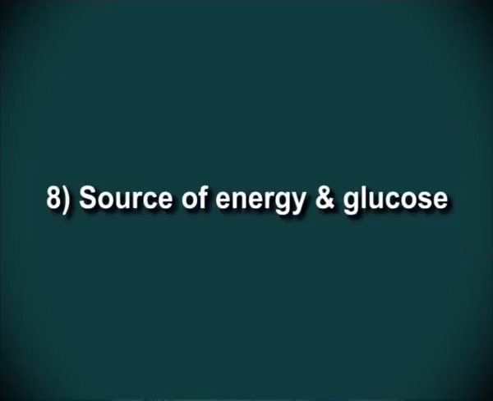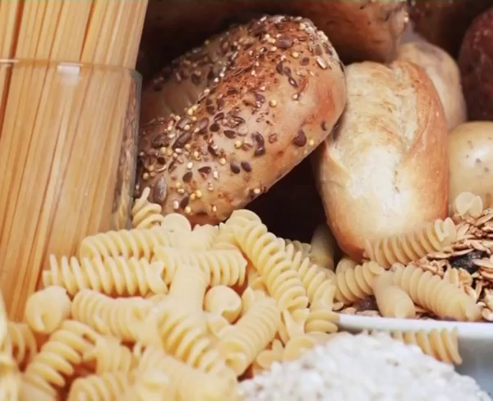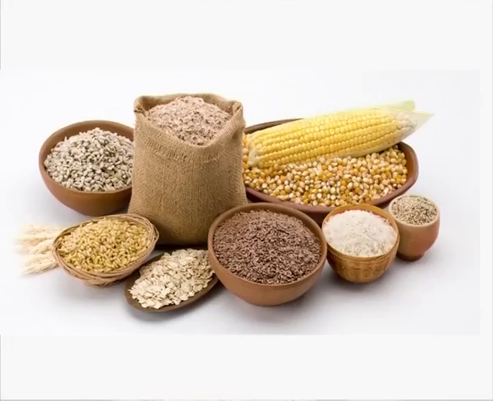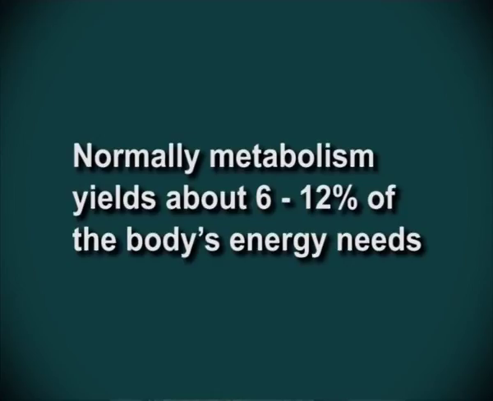The next important function is source of energy and glucose. Although our body prefers to burn carbohydrate and fat for energy, if necessary, it can use protein for energy or to make glucose. Thus, carbohydrates and fats are protein sparing. They spare amino acids from being burned for energy and allow them to be used for protein synthesis. Normally, protein metabolism yields about 6 to 12% of the body's energy needs.